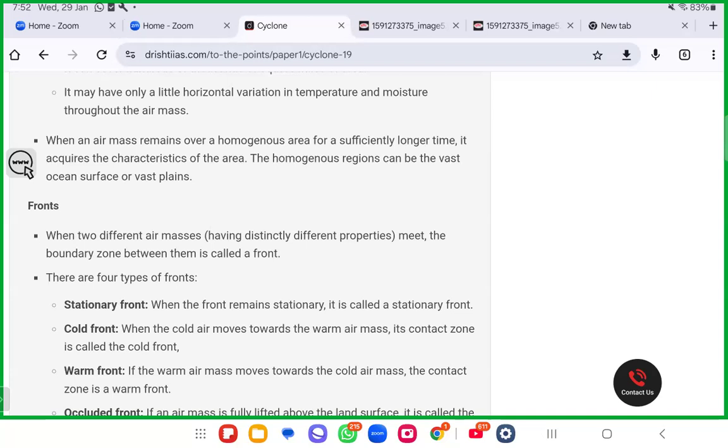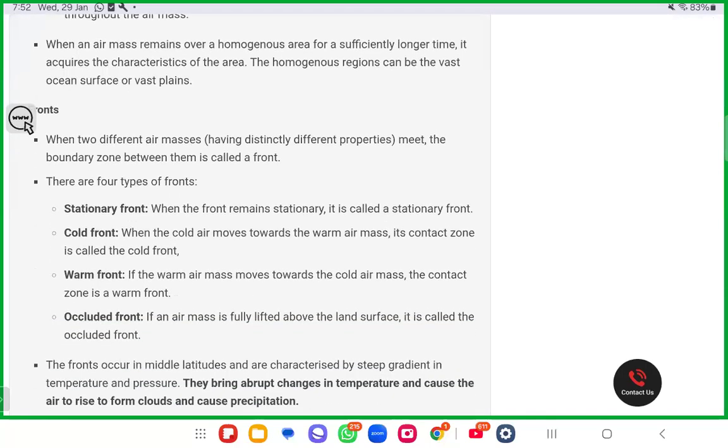When two different air masses having distinctly different properties meet, the boundary zone between them is called a front. You don't have to study the four types of front: stationary front, cold front, warm front, and occluded front. Just note that when two different air masses meet, the boundary zone between them is called a front. Some people get confused without understanding high pressure and low pressure, warm air and cold air. What is this kind of two air masses?